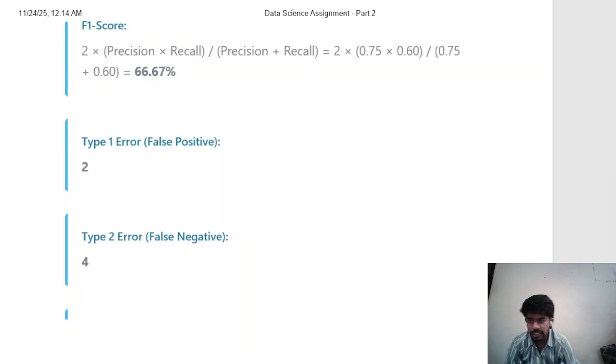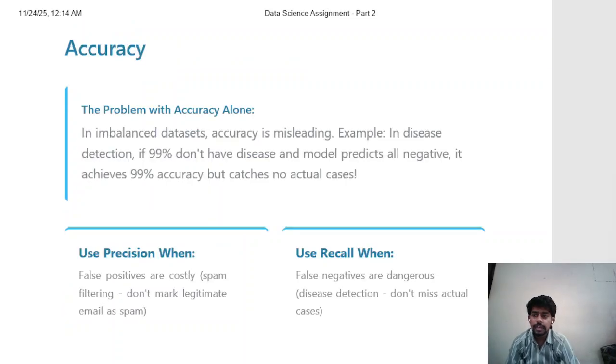You can see the calculation for errors. One, type 1 error, also called false positive, is when we incorrectly predict positive. You can see the calculation. We have two of these. Type 2 error relates to specificity. You can also see the calculation of it. Let's move on to accuracy.